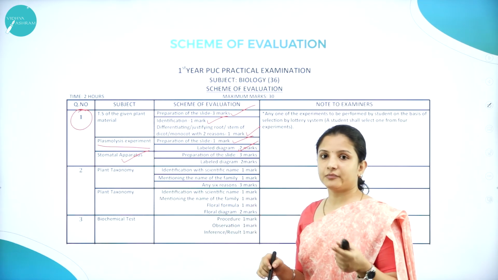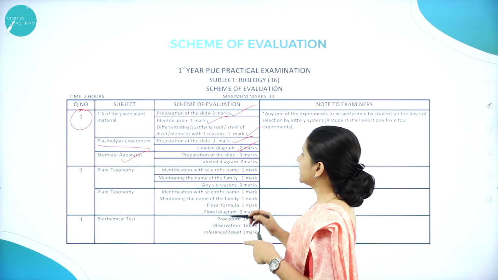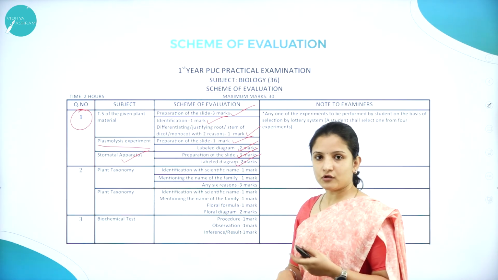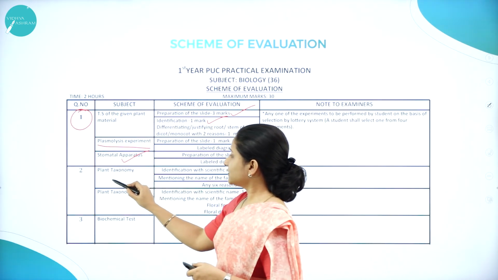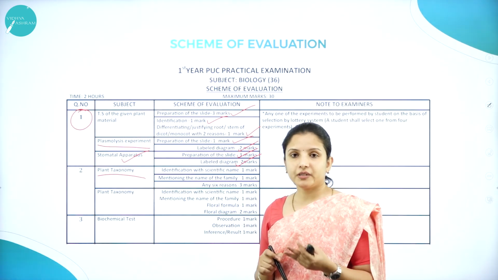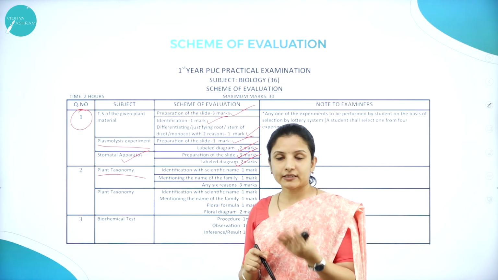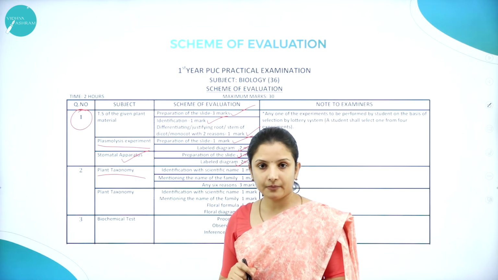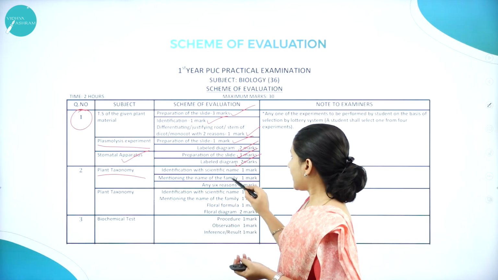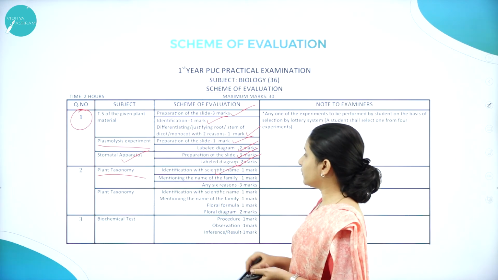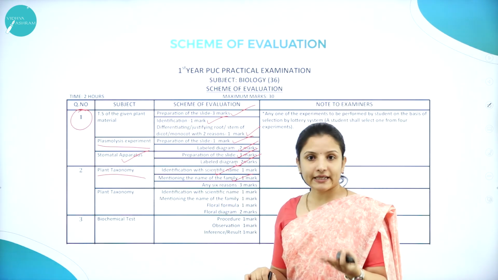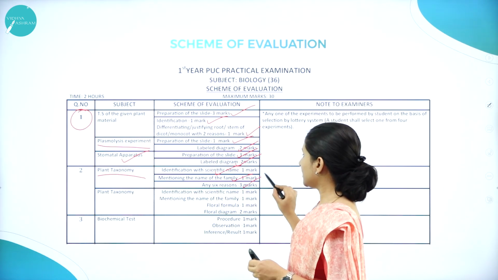If you got the experiment, that is stomatal apparatus, here preparation of the slide is for 3 marks and drawing the diagram is for 2 marks. Next, if it is a taxonomy related experiment, where a plant material will be given, you have to look at the characters, identify the name, family name, and then write the reasons. For that, identification with scientific name is 1 mark, mentioning the name of the family is 1 mark, and writing any 6 reasons will fetch you 3 marks.